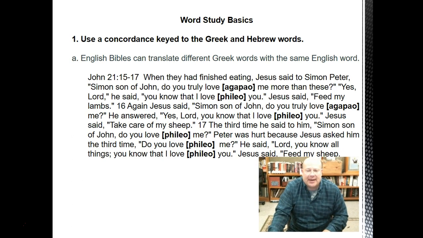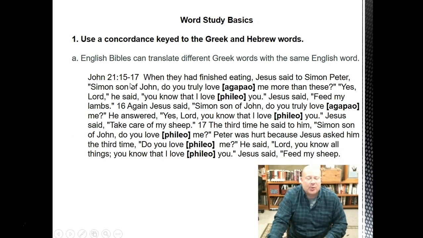So an example of that is in that passage in John 21, where Jesus is restoring Peter. He says, Simon, son of John, do you truly love me more than these? Yes, Lord. He said, you know that I love you. Here, the English word is love, but in the Greek, it's two different Greek words. You would not know that if you just had an English concordance.